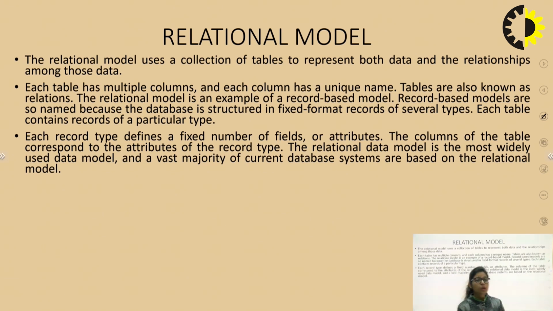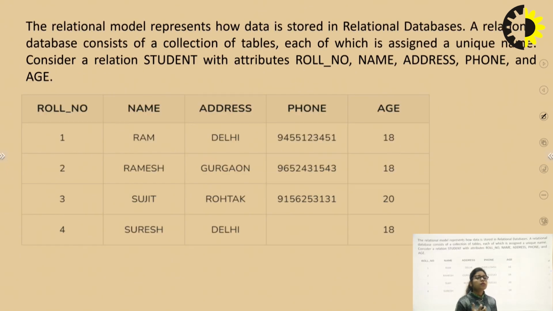Now, each record type defines a fixed number of fields or attributes. The column of the table corresponds to the attribute of record type. The relational model is the most widely used data model, and a vast majority of current database systems are based on the relational model. Now, the relational model represents how data is stored in a relational database.